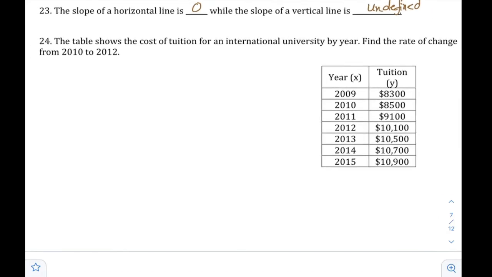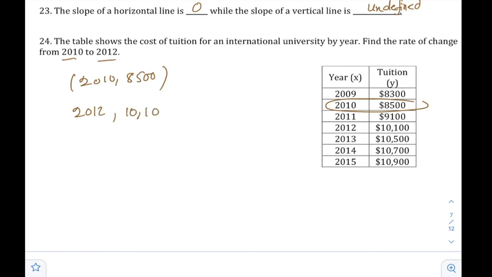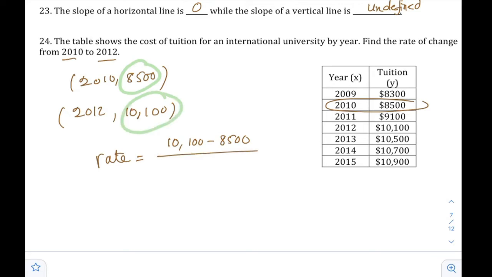The table shows the cost of tuition for an international university by year. Find the rate of change from 2010 to 2012. So we have here 2010 is paired with 8500. 2012 is paired with 10,100. And we will apply the rate of change or the slope formula, y2 minus y1, so we subtract them, over x2 minus x1. So we will subtract this minus that.